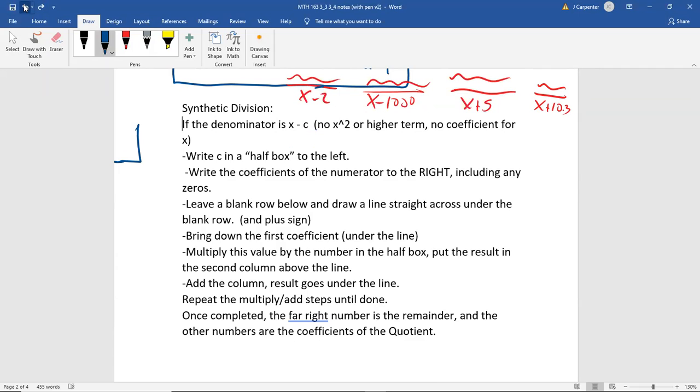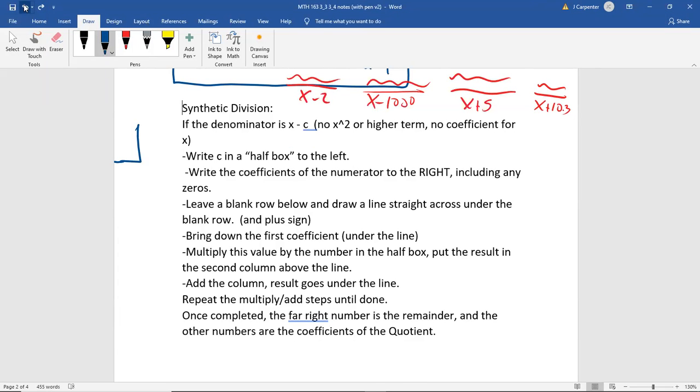So again, this number's sign and whatever goes here will be opposites. To the right of this half box, you're going to write the coefficients of the numerator, including any zeros. We talked about with the long division how if you didn't have an x squared term and an x cubed term, you needed a 0 because it was a placeholder. That same principle holds here.